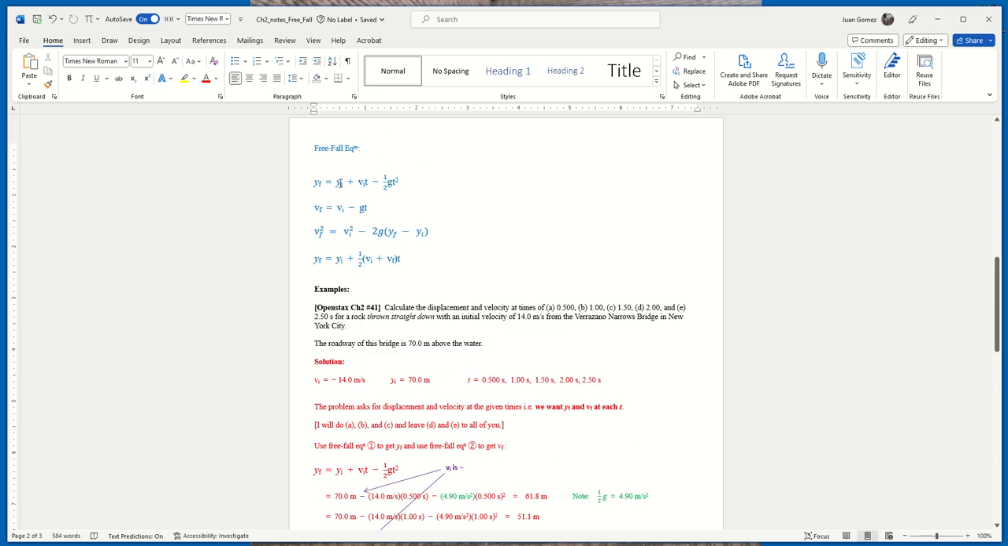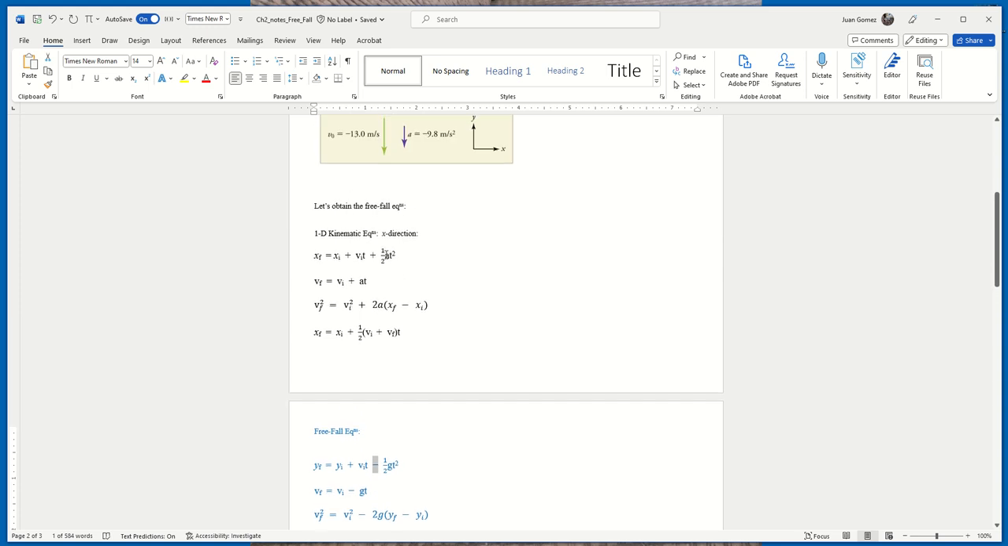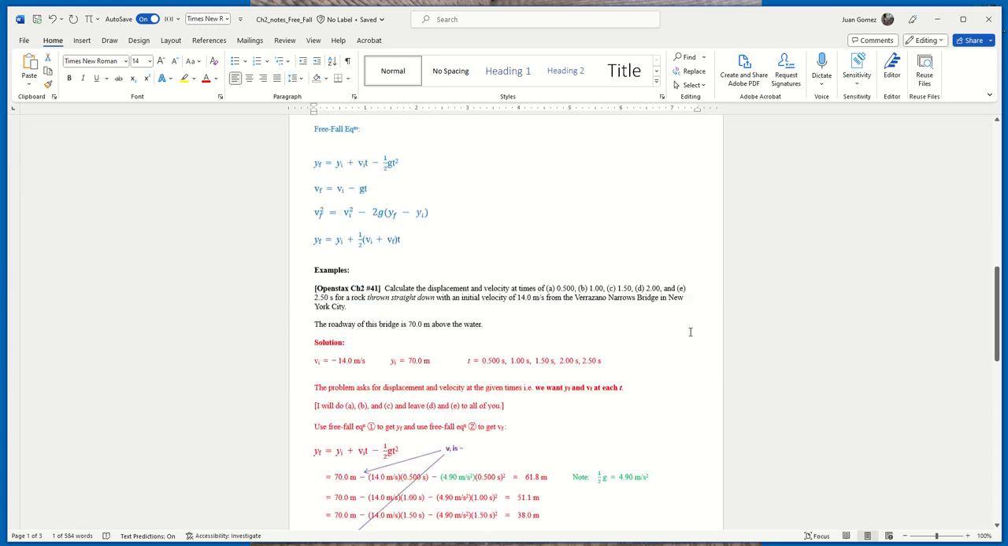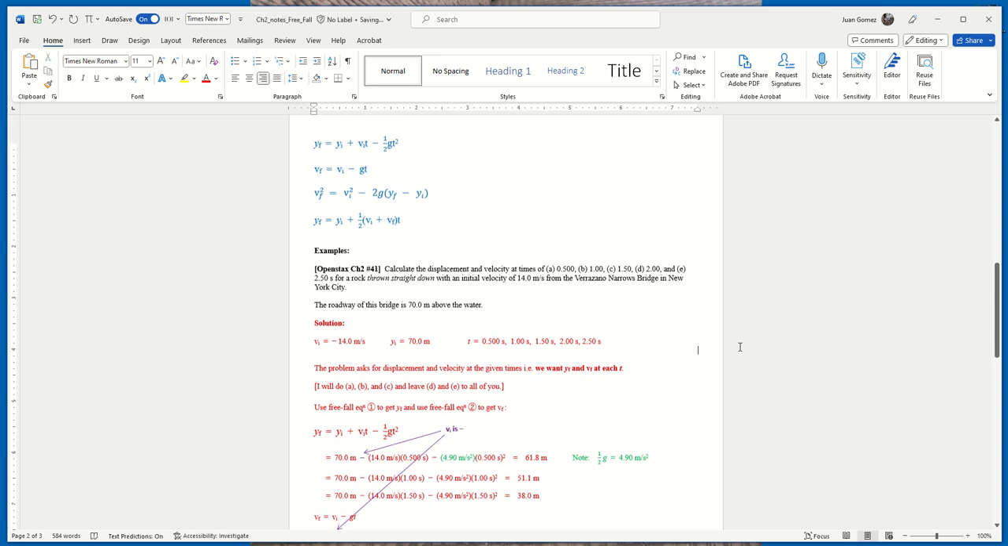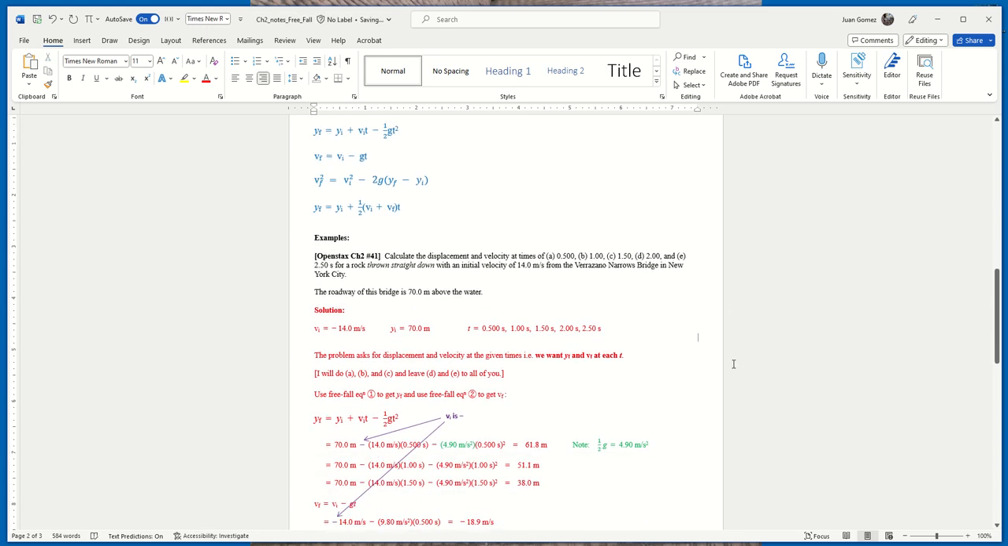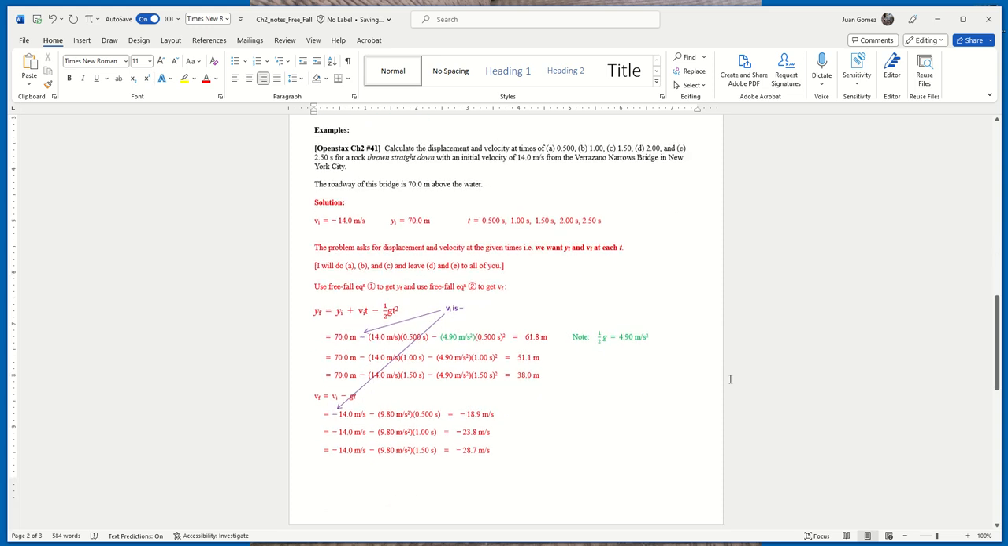So let me use equation 1 to get YF. What is YI? YI is 70. What is VI? Minus 14. For g, we know the magnitude of g is 9.8. Remember, the minus sign is right there because I replaced a with minus g, so that's where the minus sign goes, right where the plus sign is. All right, so I'm going to use equation 1 to get YF.